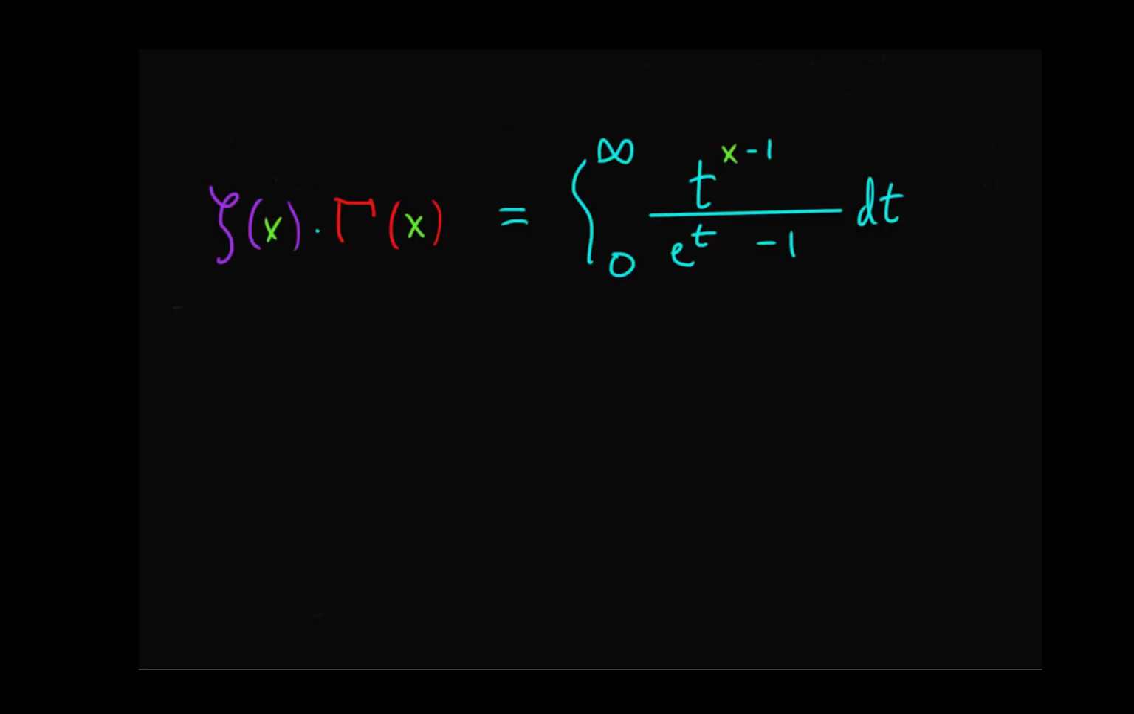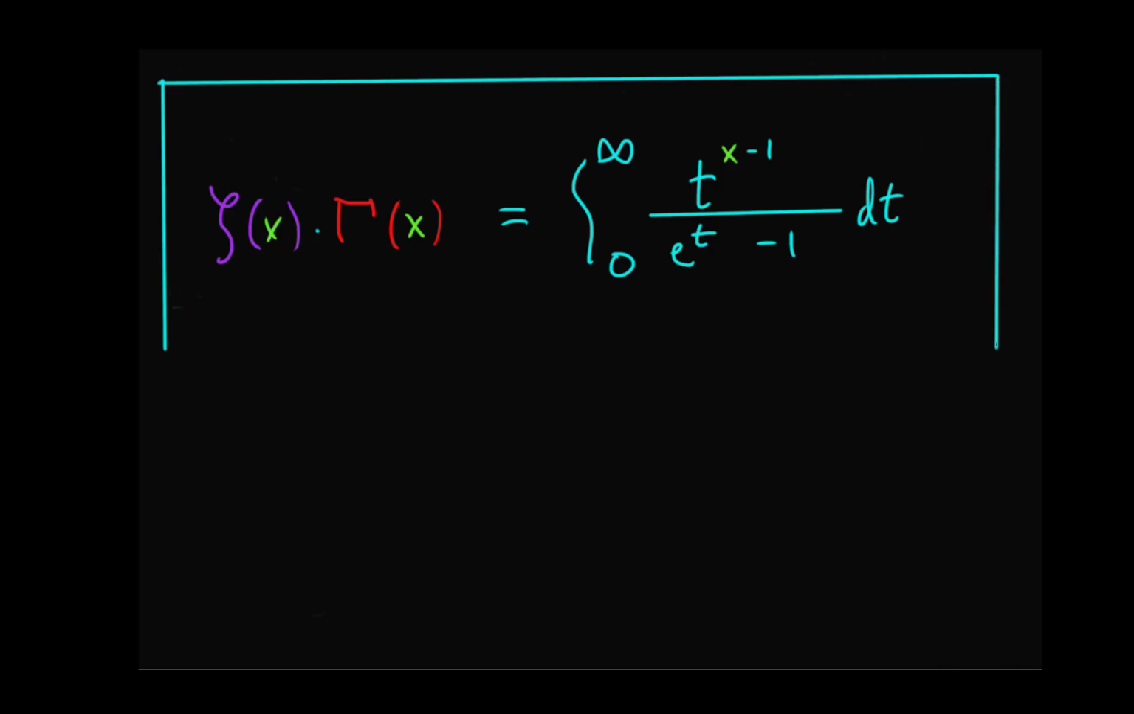And so we see that the zeta function and the gamma function are actually connected by this beautiful integral, that when we multiply them together, that equals the integral from 0 to infinity of the expression t to the x minus 1 over e to the t minus 1 dt.